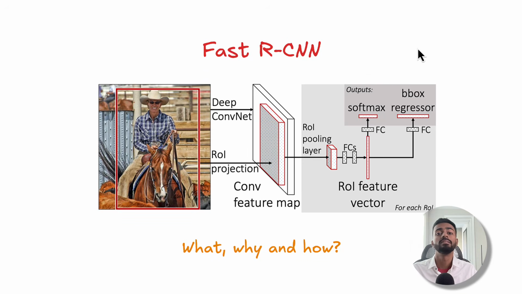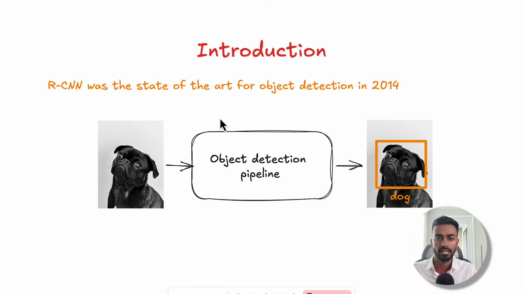Greetings, fellow learners. In this video, we are going to talk about Fast RCNN, the what, the why, and the how. So to set the stage here, a traditional object detection pipeline is going to take an image and then it will localize objects of interest by drawing a bounding box around it, and it will also add a classification label to identify what this object that is localized is.